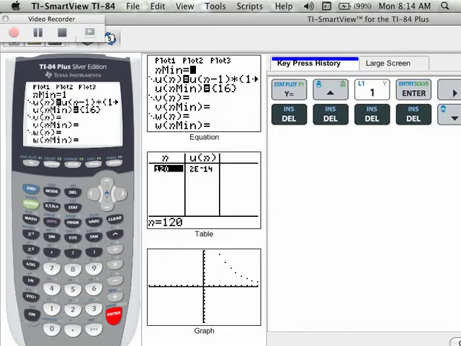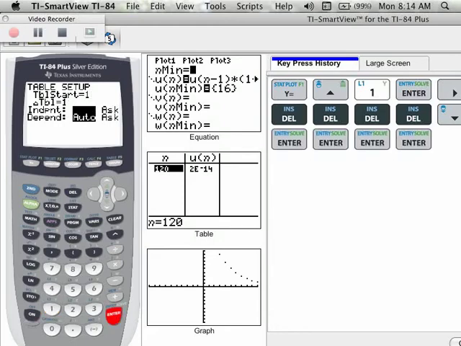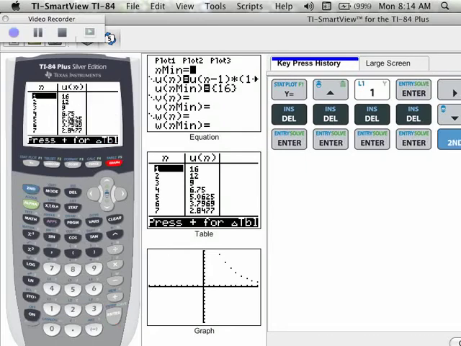And then if I go into my table to take a look and see what's going on, now we can fill out our table, which was the next part. So let me look at my table set. I'm going to start at 1, go up by 1, and do auto so I can just look at my table. So table set, second window, and then 1, 1, auto. Go look in our table, and these are the numbers they're talking about.